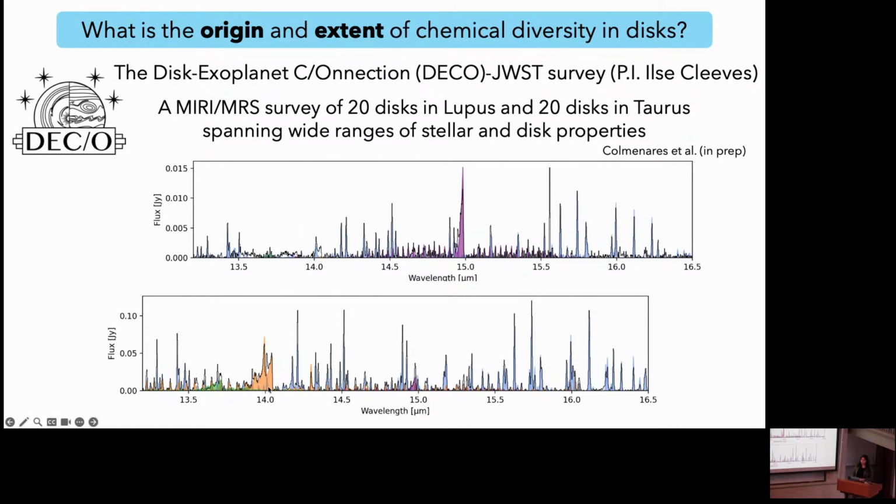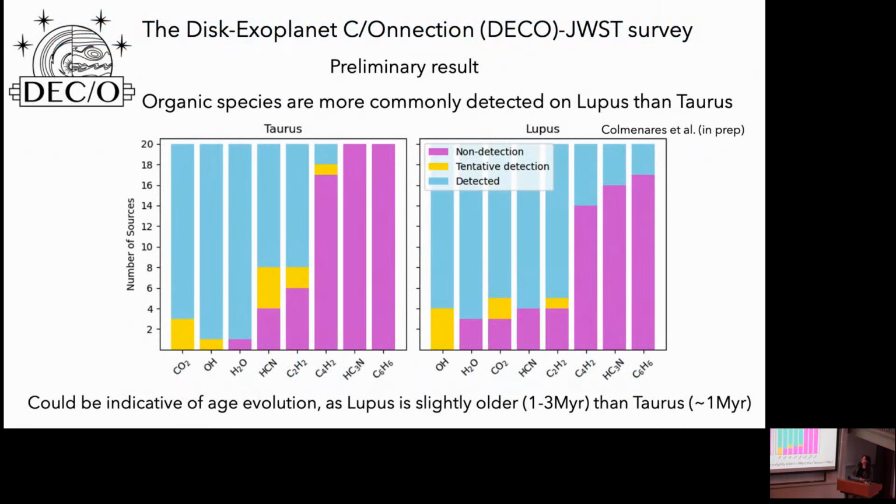One of the early results that we found, if we compare the detection rates of the two regions, is that organics were more commonly detected in Lupus rather than Taurus. You can see here that Taurus had no HC3N or benzene detections and only a couple C4H2 detections. We think that this might be indicative of age evolution because Lupus is slightly older than Taurus, but we're still looking into what could affect this.